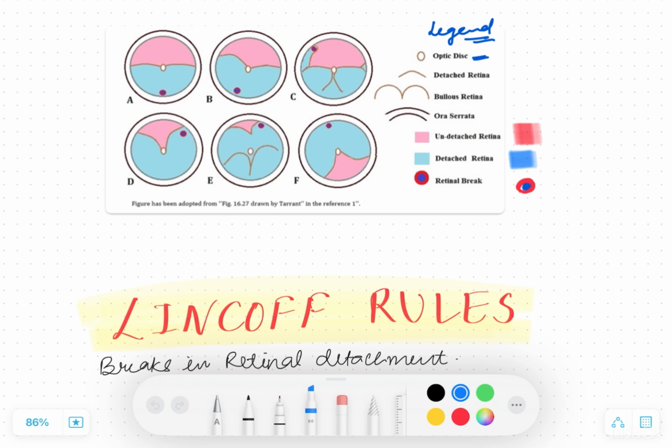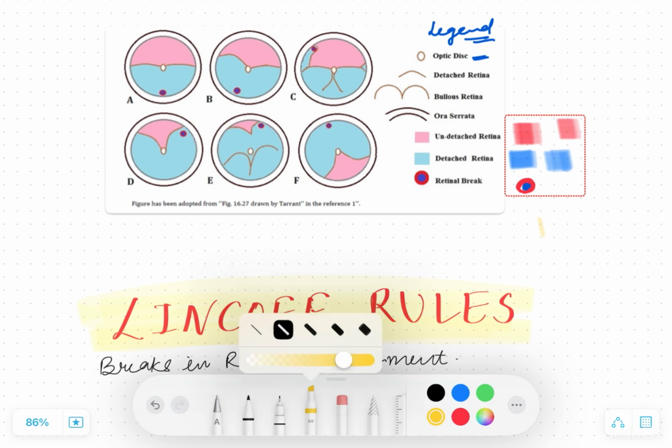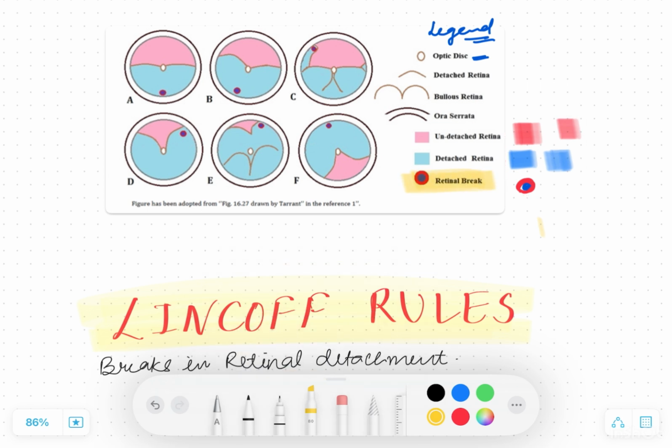We need to understand that the optic disc in these diagrams is represented as a brown circle, which is the center of the retina here for the sake of understanding. The detached retina is shaded in the color blue and the attached retina is shaded in the color red, and the retinal breaks are shown in this way, right, where the outer circle is red in color and inside it is shaded as blue. Okay, so we'll just go through all these six diagrams first, and then I will tell you how I have simplified it and how it is easier to remember all of these rules.